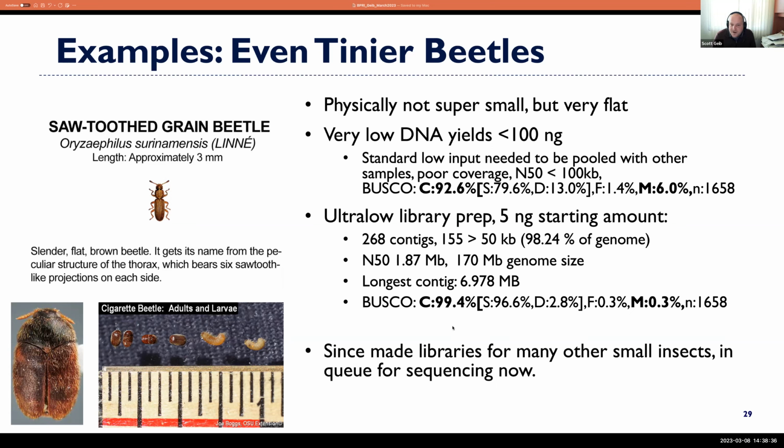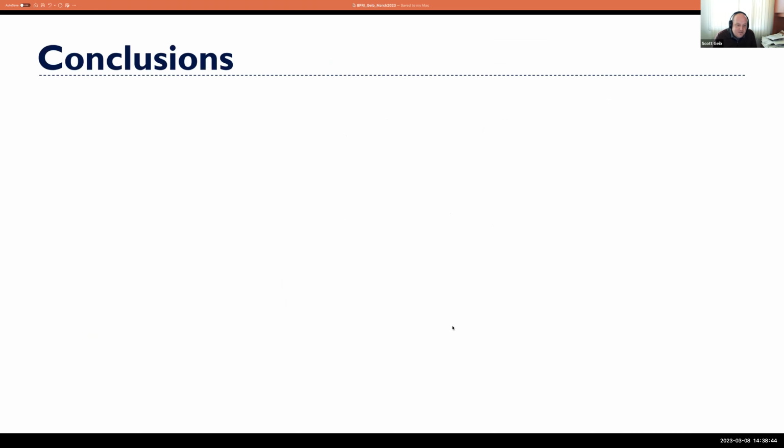So we're doing this for other ones. It is beneficial to do this over pooling individuals, because all of these new assemblers are based off of diploid assembly, assuming haplotypes and things like that.